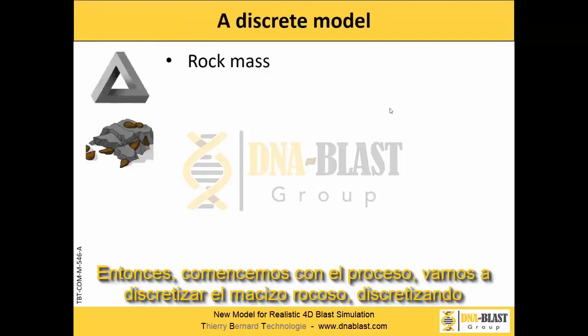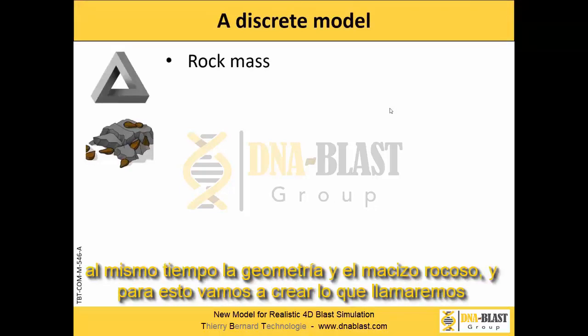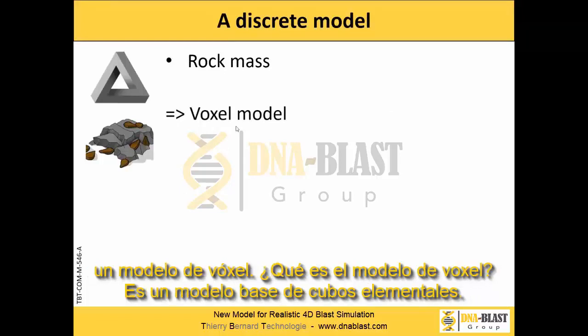So let's start with the process. We're going to discretize the rock mass. Discretizing the rock mass is at the same time the geometry and the rock mass itself. And for that, we're going to create what we call a voxel model. What is a voxel model?